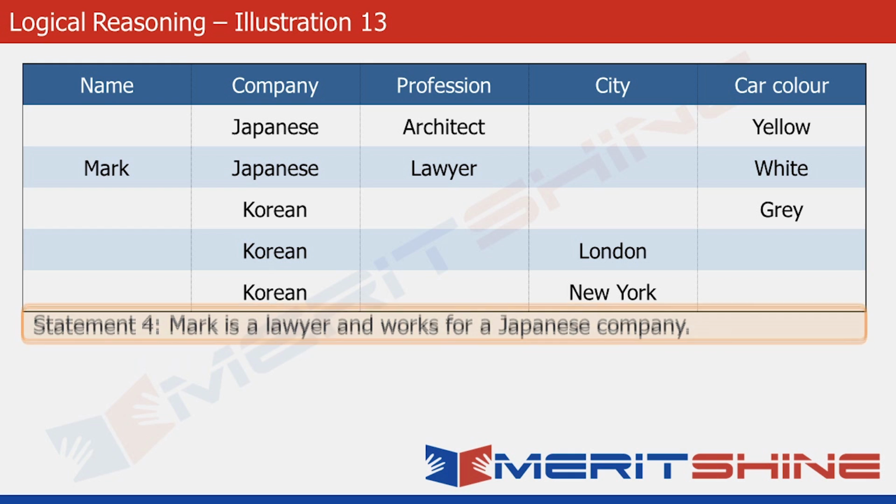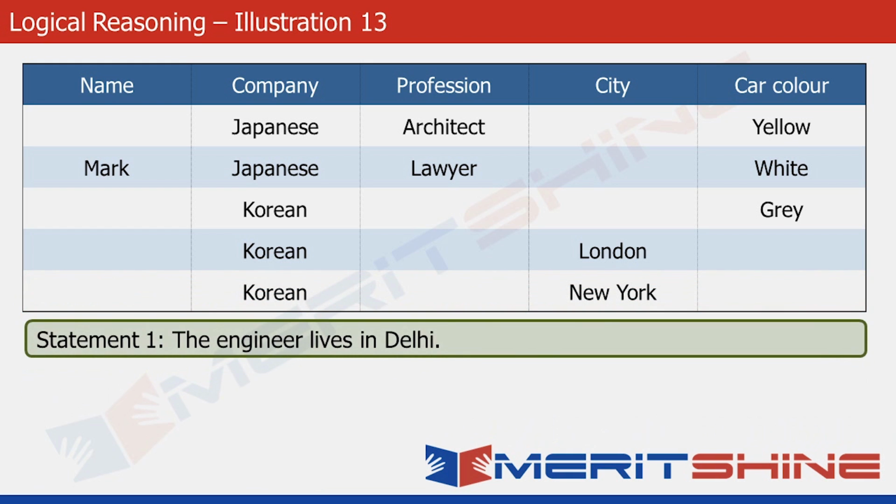Now let's look at statement 1. It says that the engineer lives in Delhi. So engineer and Delhi basically becomes a block. Now if you look at this table carefully, you would realize that there is just one row out of the 5 in which both the profession and the city cells are vacant. And that's the third row. Look at these 2 cells. There is no other place in the table in which engineer and Delhi can be put together. So let's fill them up.